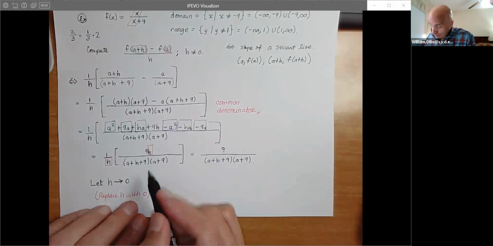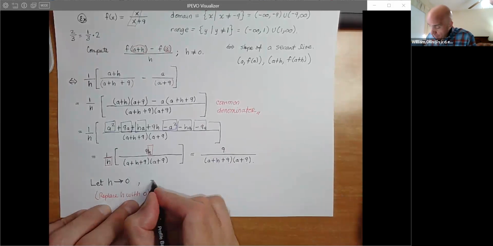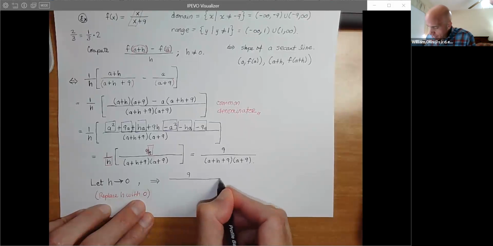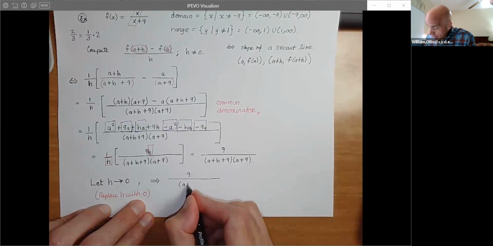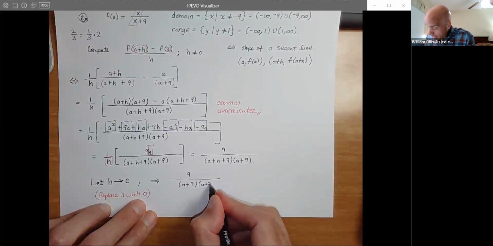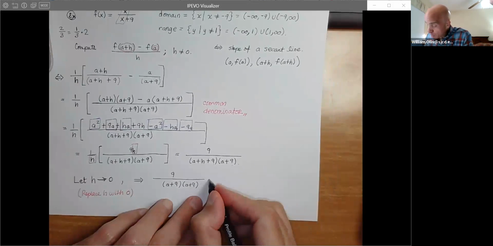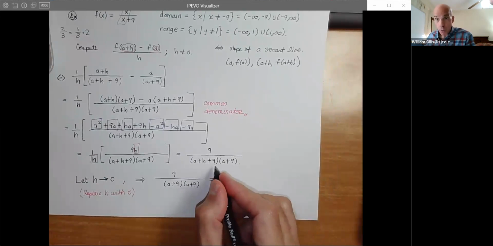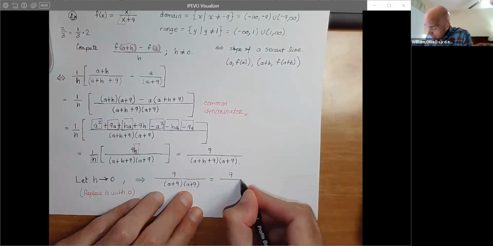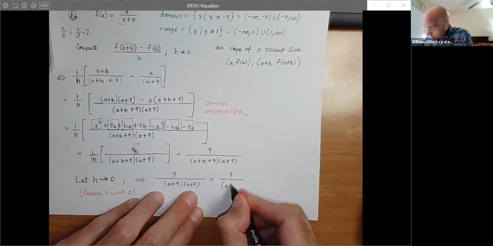So we're thinking this will imply that we get 9, that's when we take limits, over a plus 9 times a plus 9. So that's basically taking the limit of a quotient. And then we just get 2 copies of a plus 9 squared.